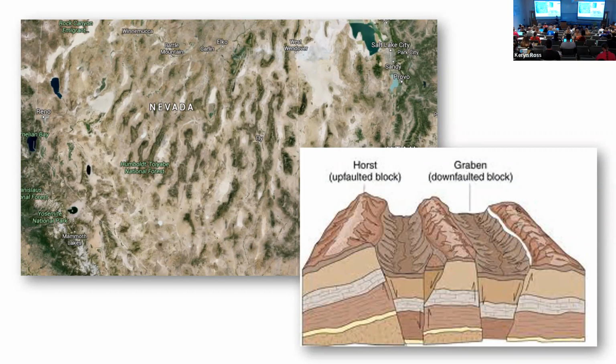The way to remember these is you get up on your horse, you climb up onto a mountain. Horsts are the mountains; grabens, you go down into the grave. That's just the way I remember which one is which. These horsts and grabens are what you see as you drive from Salt Lake City down I-80 towards Reno. You go down and then up, and down and then up, and down and then up. So this whole area has been extended.